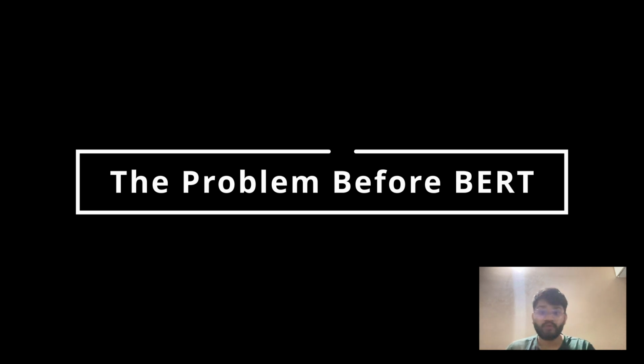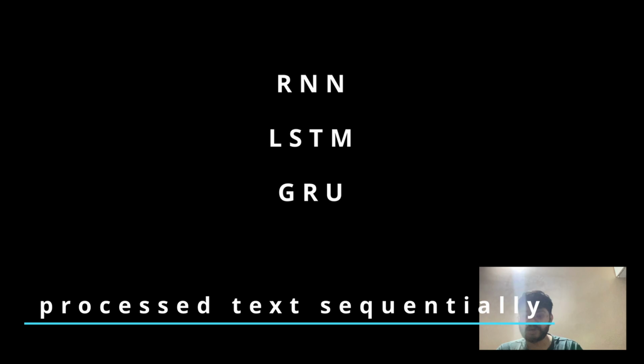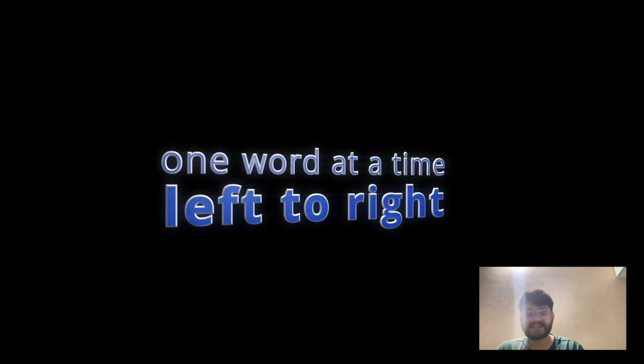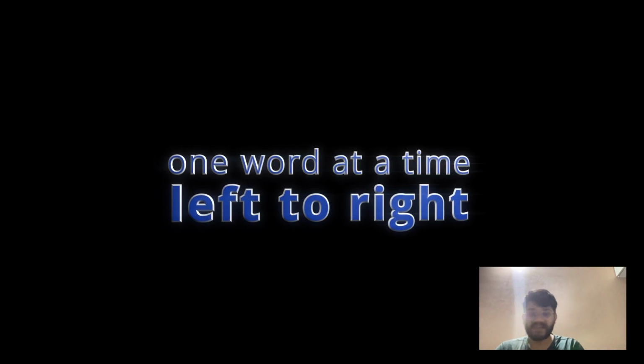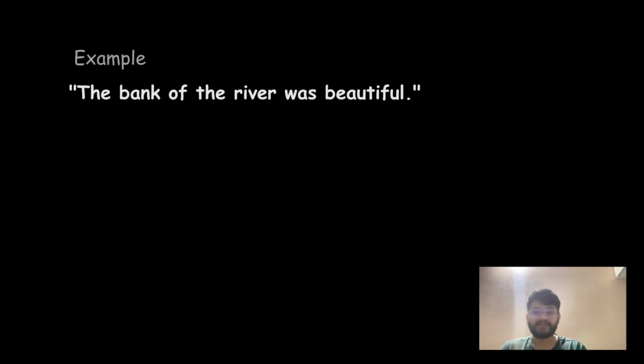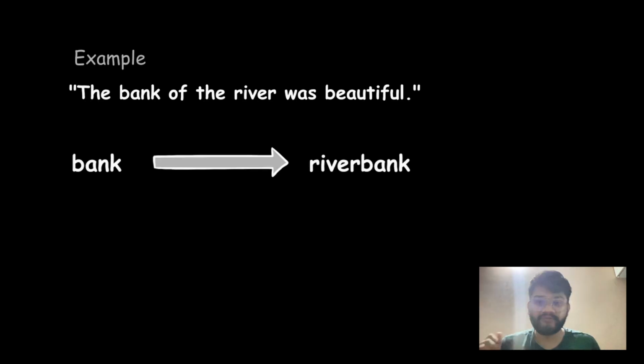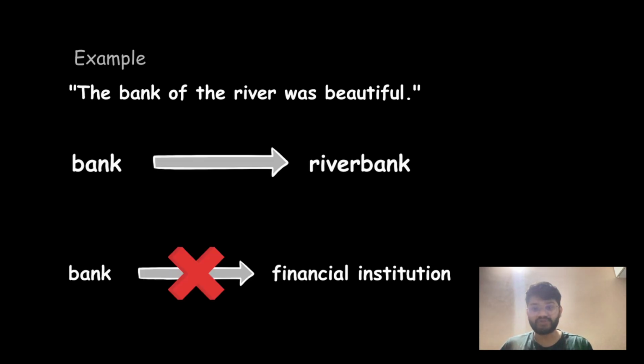Before BERT, most NLP models processed text sequentially. Popular architectures include RNN, LSTM, GRU. These models read text one word at a time from left to right. For example, the bank of the river was beautiful. Here the word bank referred to river bank, not financial institution. But earlier models struggled because they only looked at past context, not future context.